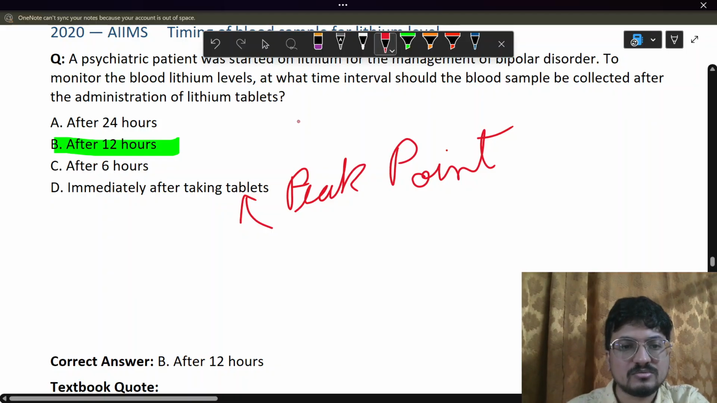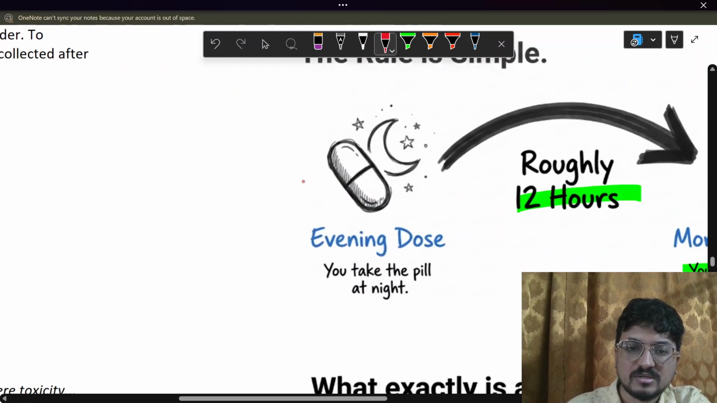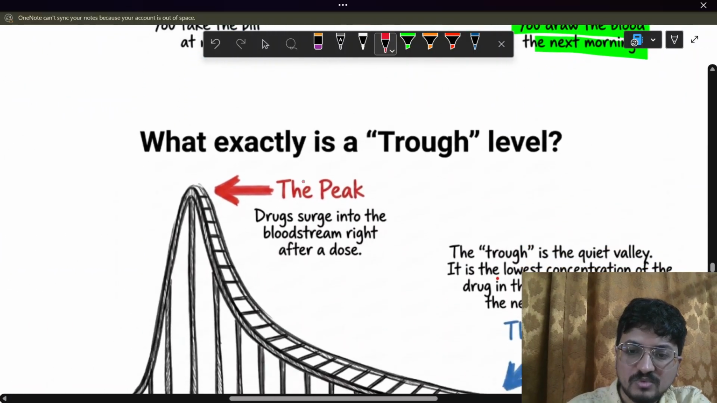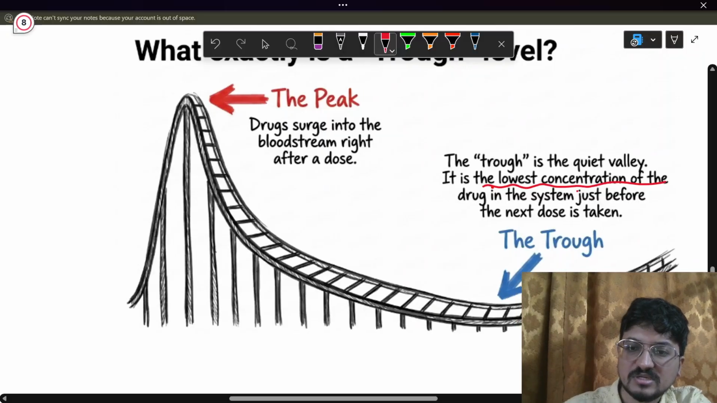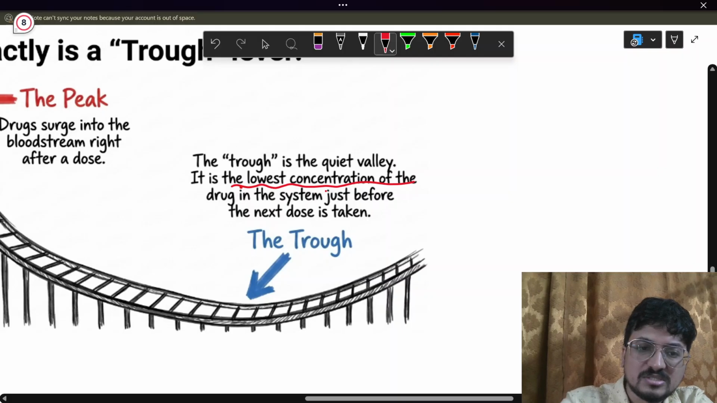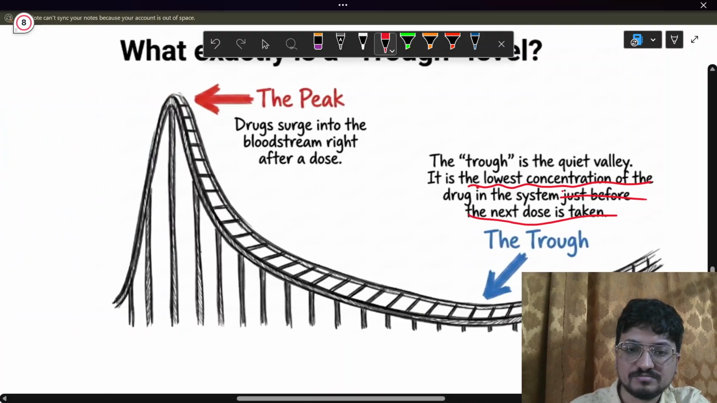We don't want to record the peak point. Okay, so we want the trough point. It's the quiet value. It is the lowest concentration of the drug in the system just before the next dose is taken. Okay, so this is a trough.